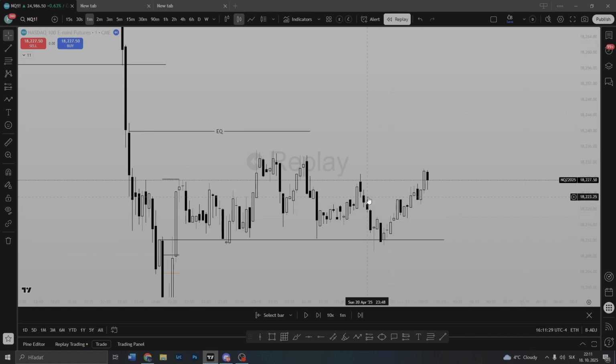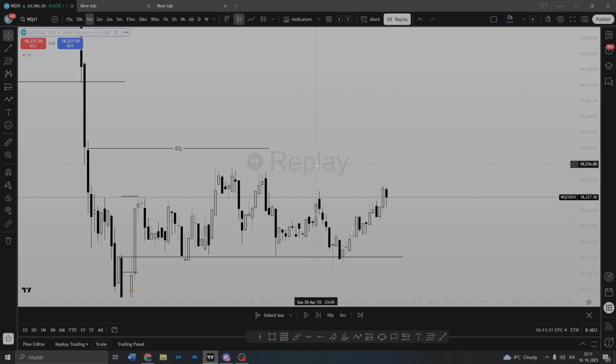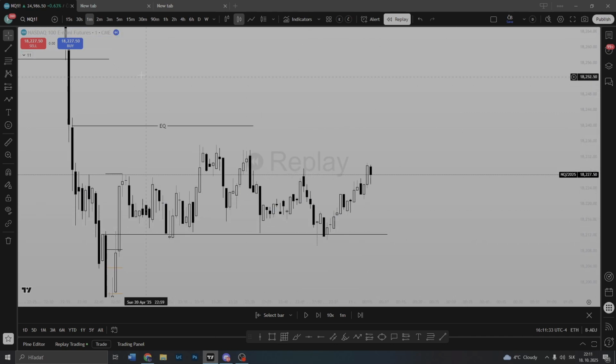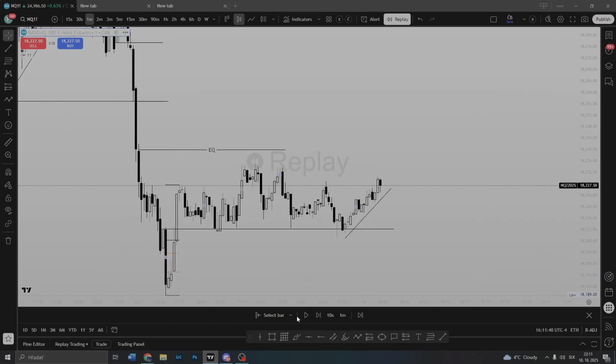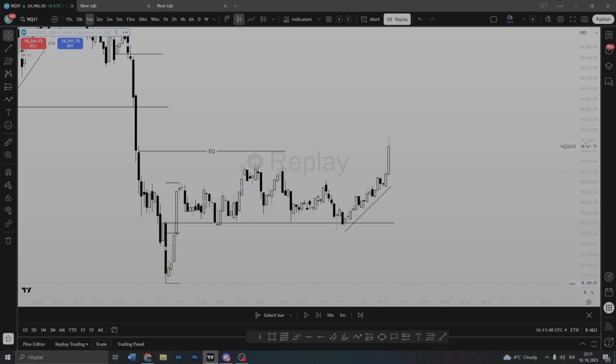So now, since we are closing above this candle, I would like to see us going higher. The thing is, I don't like the way we are printing the candles, because this just lowers the liquidity for us. So I will just stay out of it for now. There's EQ.